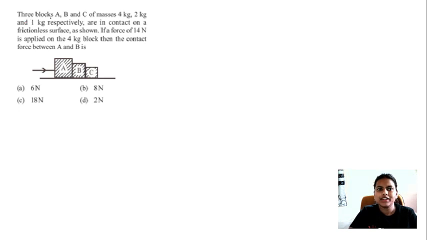Next question. Three blocks A, B, C of masses 4 kg, 2 kg and 1 kg respectively are connected on a frictionless surface as shown in this figure. A force of 14 Newton is applied on the 4 kg block. Then the contact force between A and B is? To solve this question, let's draw the free body diagram of A, B and C.